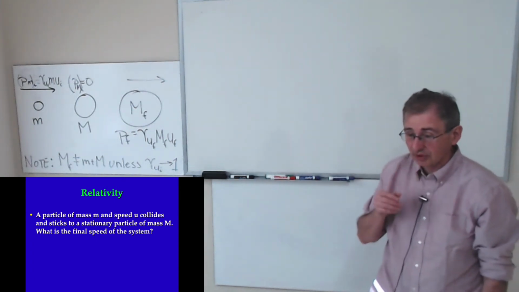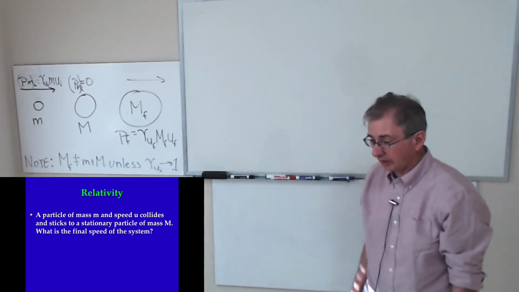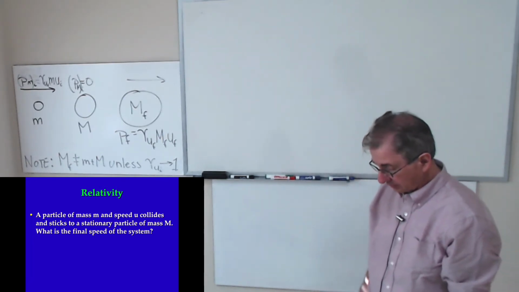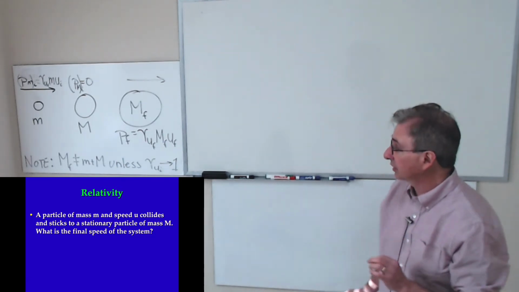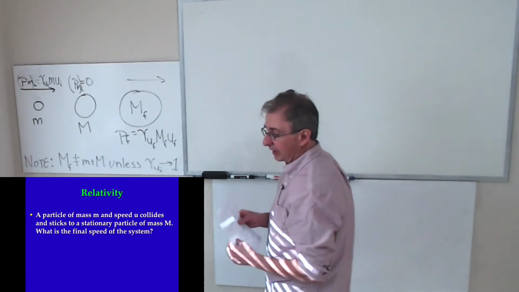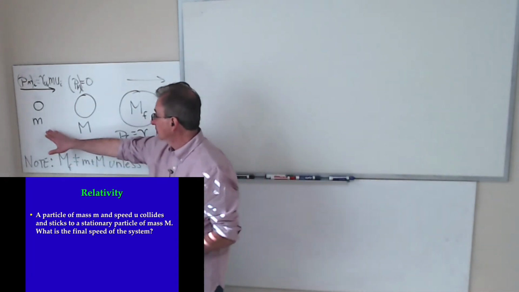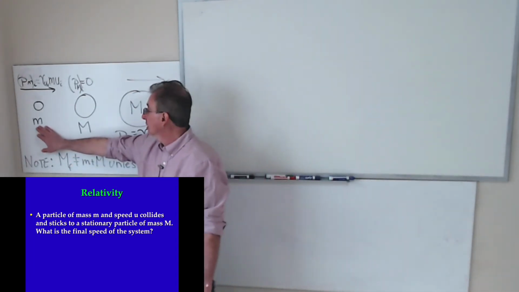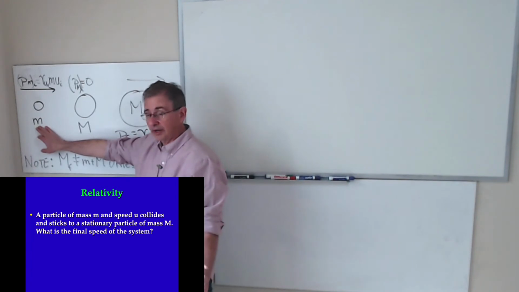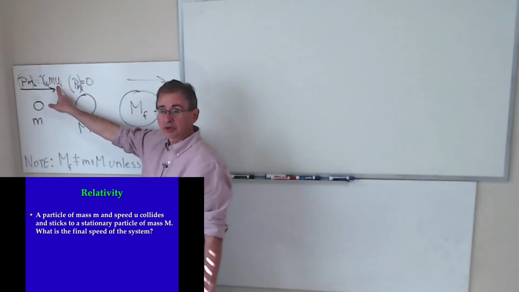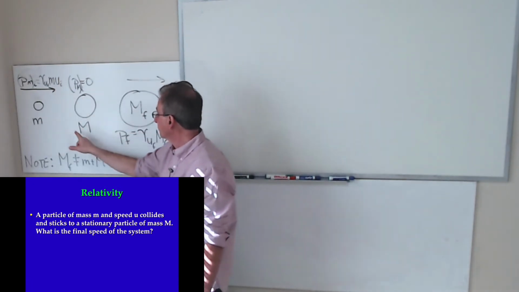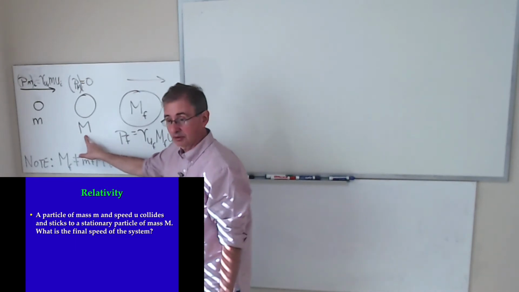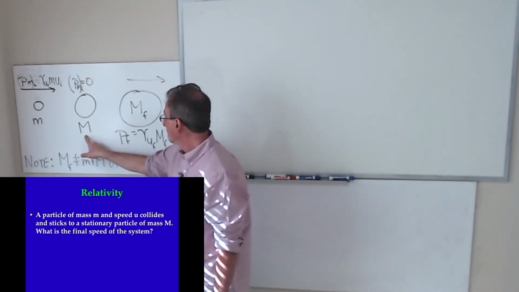Hello, I want to do one more example on this unit of relativity, and I want to do a collision problem that's in your PowerPoint notes. So we're going to treat the collision relativistically, and what we have is a particle of mass m moving to the right with some initial velocity, we'll call u initial. It collides with another particle that's at rest.